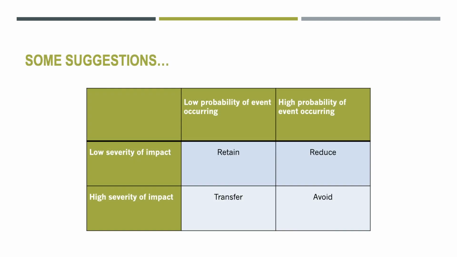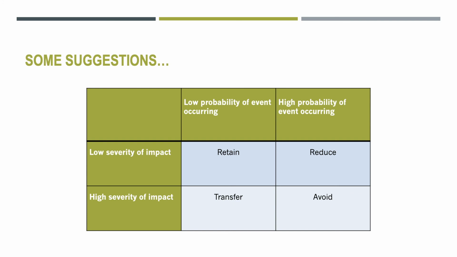This slide shows you some suggested strategies. It suggests that if you have a low severity or impact and a low probability of the event occurring, you would use the retain strategy, which makes sense. It's not likely to happen, but if it does happen, it's not going to cost us a lot of money, so we're just going to retain that risk. Maybe we'll have a reserve fund.